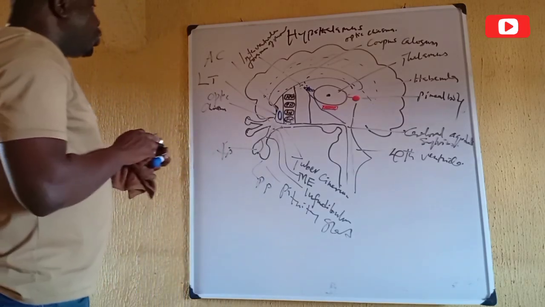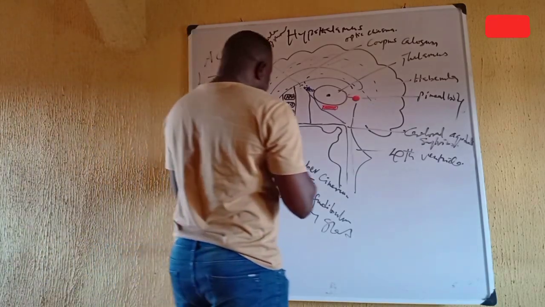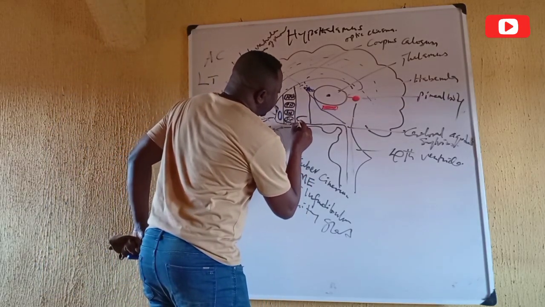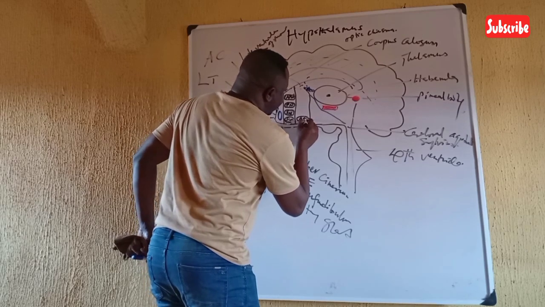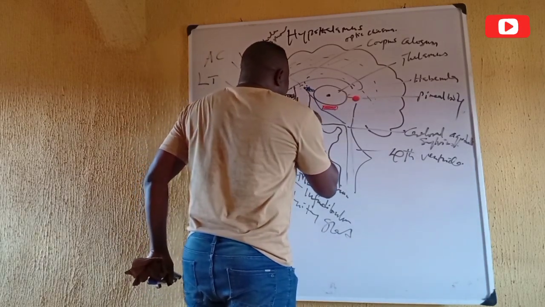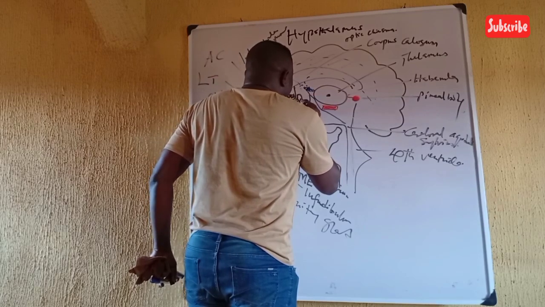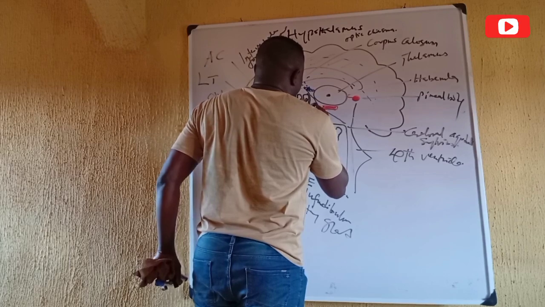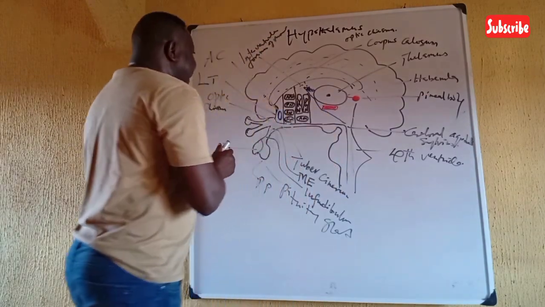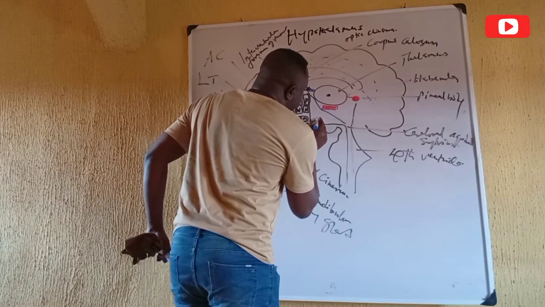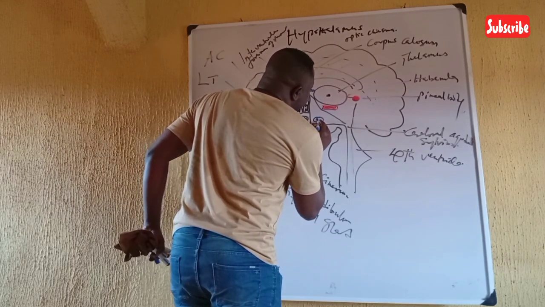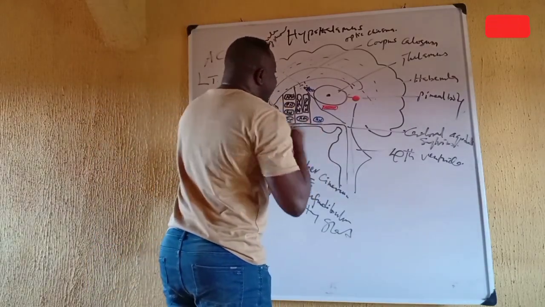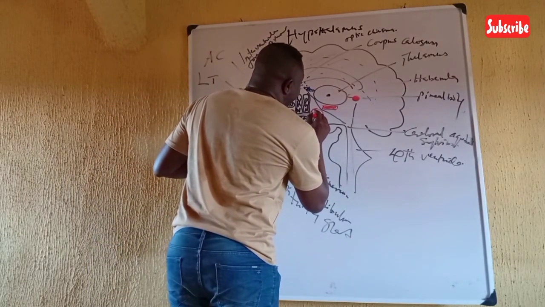Then, I also mentioned that the tuberal group contains 3 nuclei. The nuclei are the arcuate nucleus, and then we have the ventromedial nucleus, and then we also have the dorsomedial nucleus. And then in the mammillary region, we have the mammillary nucleus, and we also have another one which is called the posterior hypothalamic nucleus.